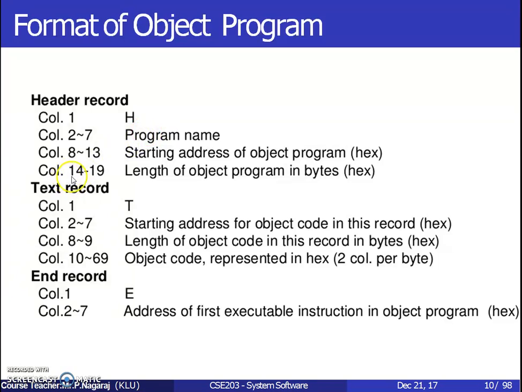The next one is columns 14 to 19, which hold the length of our object program. That is the ending address minus the starting address, which must be the location counter value, for example 1A. Up to this, the header record gets over.